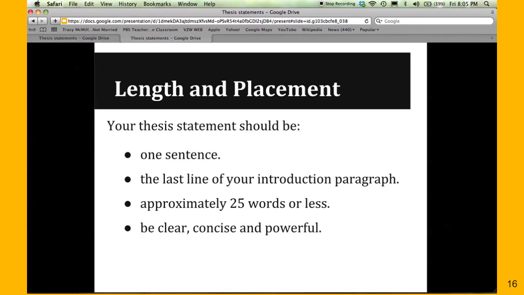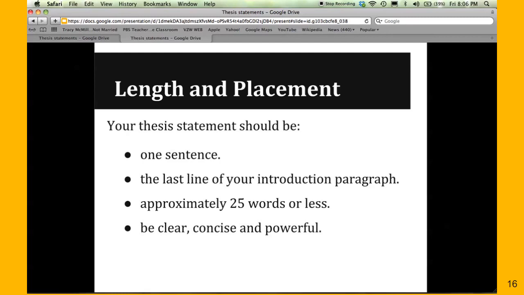So your thesis statement is the last line of your introduction paragraph. It should be approximately 25 words or less. That's what you want to shoot for. If it goes a little over and you've made it as clear and concise as you can, that's okay. But you want to shoot for 25 words.